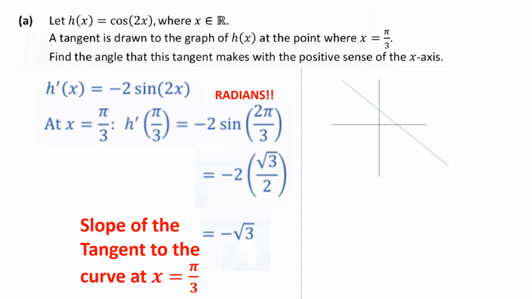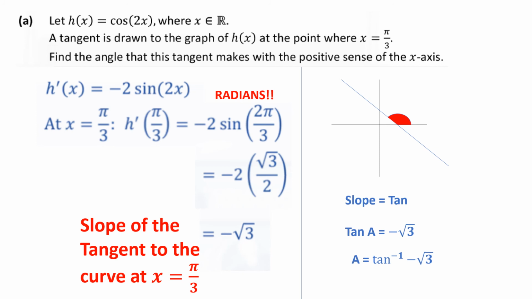Now, what we've been asked to do is to find the angle that this tangent makes with the positive sense of the x-axis. So the positive side, the right side. So we're basically looking for this angle here. We know the slope is minus root 3. We know the tan is minus root 3. So what we actually can do is work backwards and get tan inverse of minus root 3.